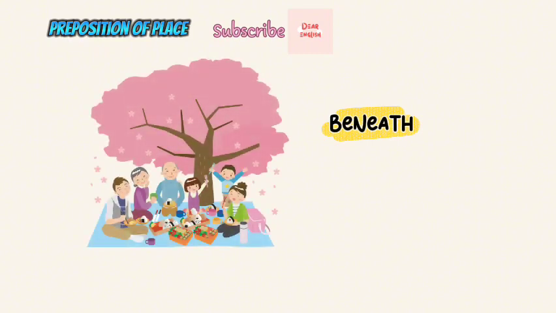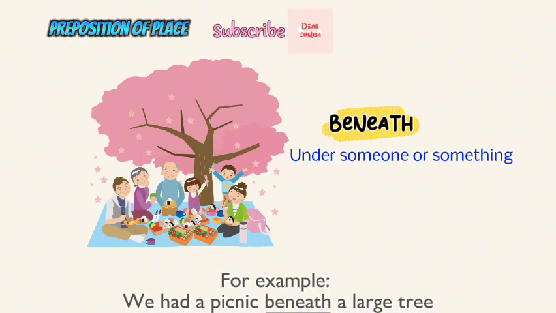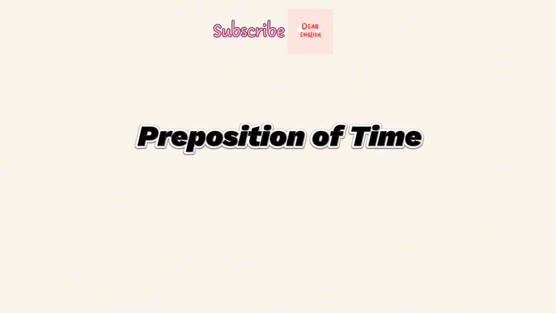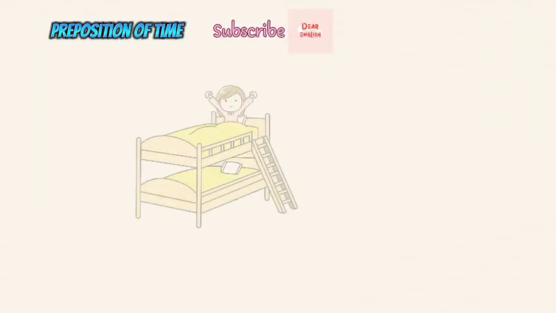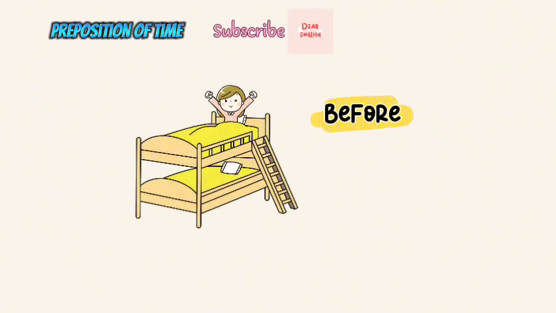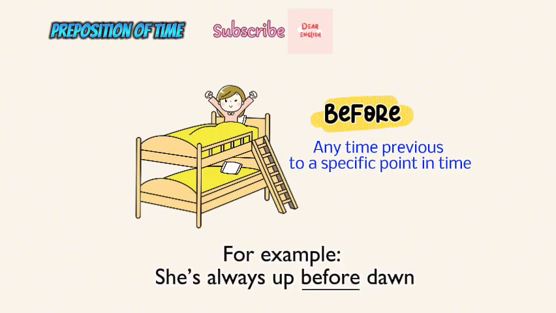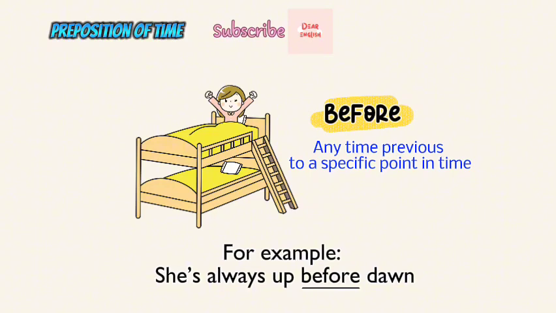Beneath. Under someone or something. For example, we had a picnic beneath a large tree. Preposition of time. Before. Any time previous to a specific point in time. For example, she's always up before dawn.